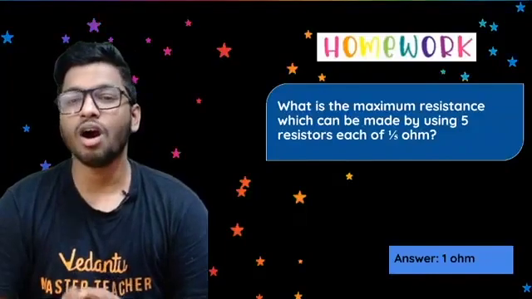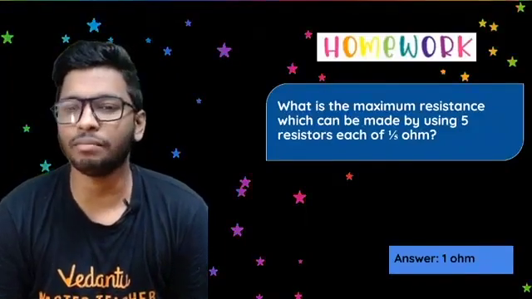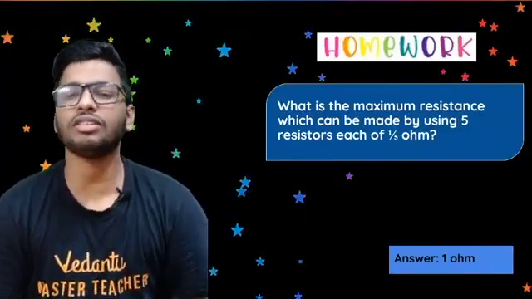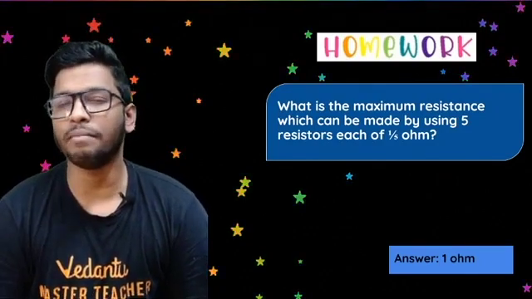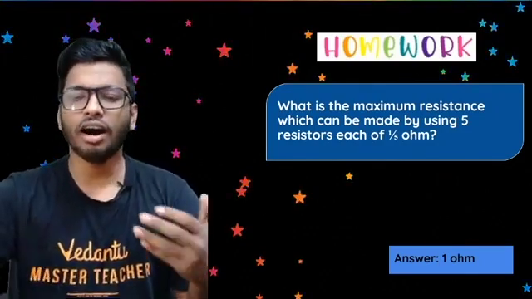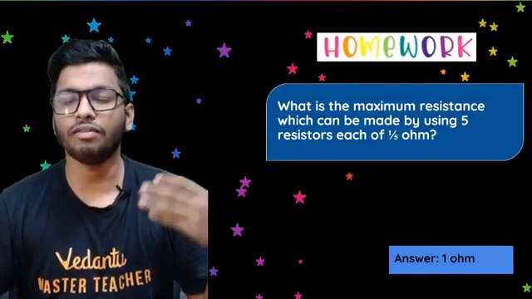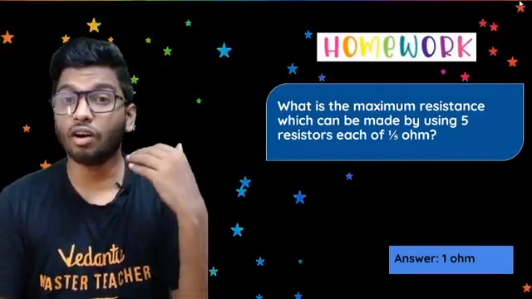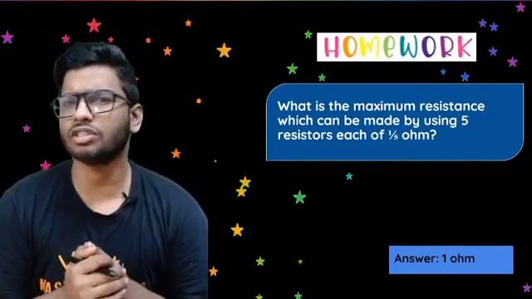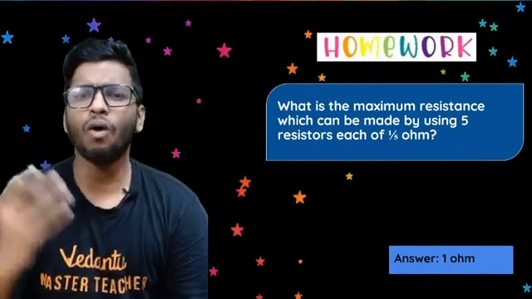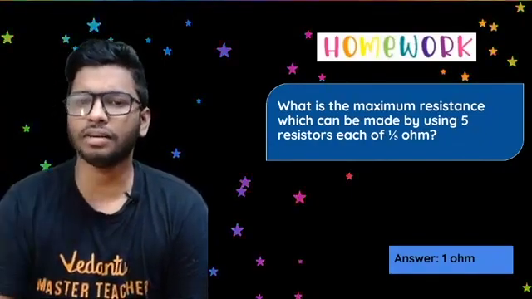Anyways, this was the question: what is the maximum resistance which can be made by using 5 resistors, each of 1/5 ohms? So you're supposed to find out what is the maximum resistance if there are 5 different resistors, where the value of each resistor is 1/5 ohm. You're supposed to find out what is the maximum resistance offered by that particular circuit.